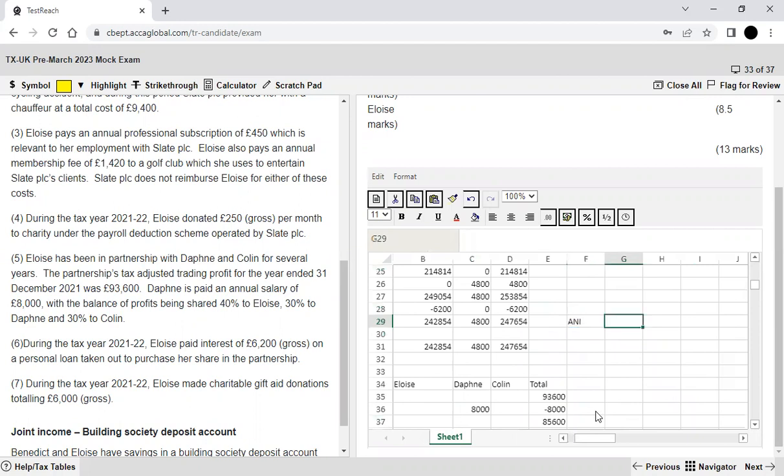Let me look towards the adjusted net income. Adjusted net income is net income minus the gross amount of personal pension contribution. So I can see that adjusted net income is greater than 125,140.